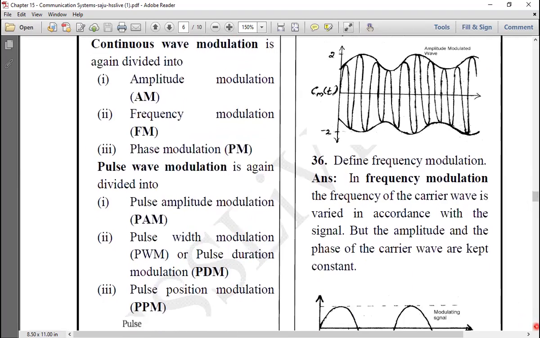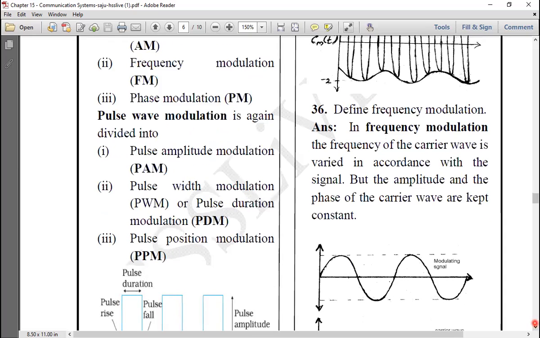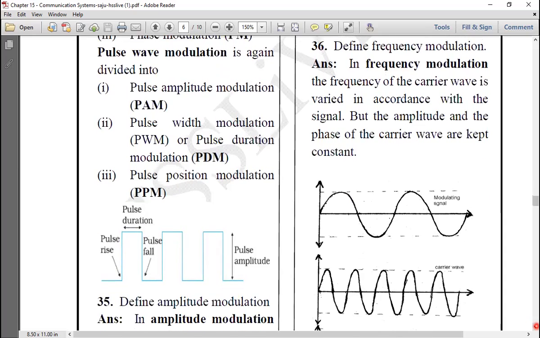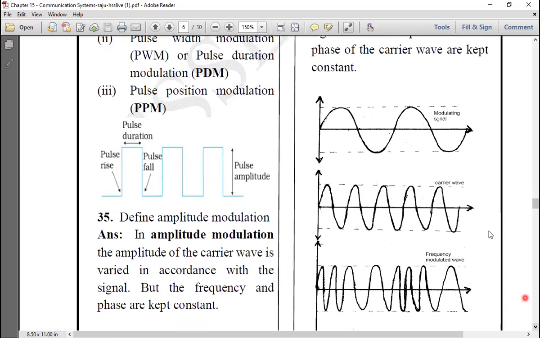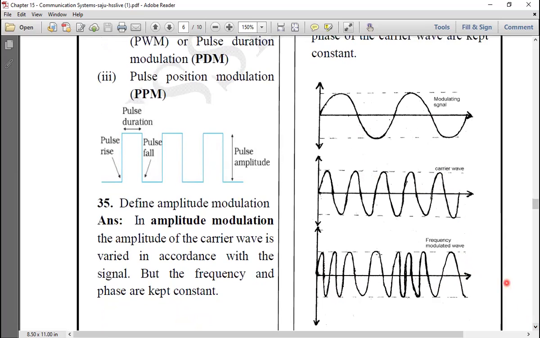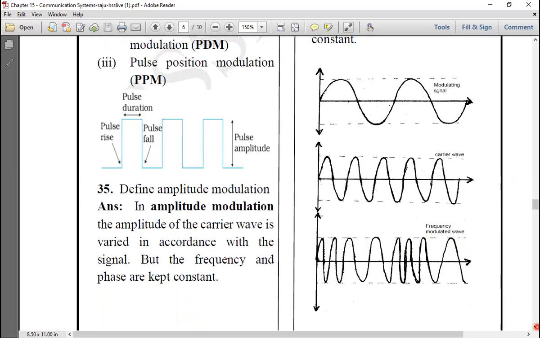Next one, define frequency modulation. In frequency modulation, what we do is change the frequency of the signal. You can see here, this is the modulating signal, carrier wave, and frequency modulated signal. You see here the frequency is changed. Understand? Here the amplitude is the same, but the frequency changed. That's why it is a frequency modulated signal.